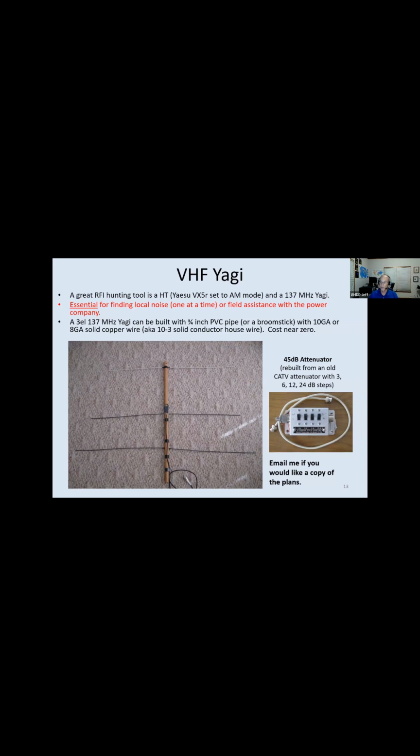I also have an old reclaimed attenuator I rebuilt out of a cable TV attenuator that was no longer working. I redid the resistors and the switches, and it provides me 4 different levels of attenuation, 3, 6, 12, and 24, for a total of 45 dB of attenuation. And I use that all the time also. Very useful.